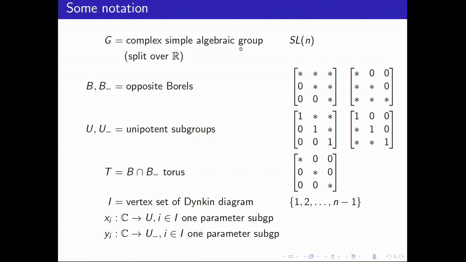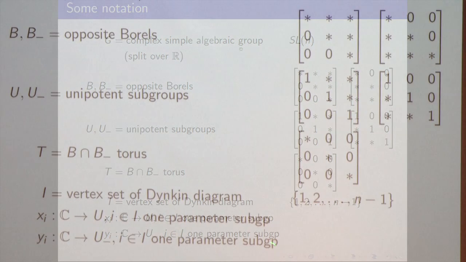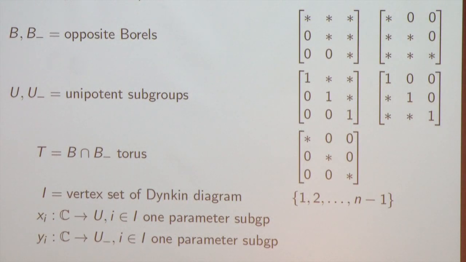And also there's an analog of these generators x_i and y_i in this setting. I'm also going to assume that I made all these choices so they're compatible with the real structure. So you can think that I started with a split real form and made these choices and then complexified it.